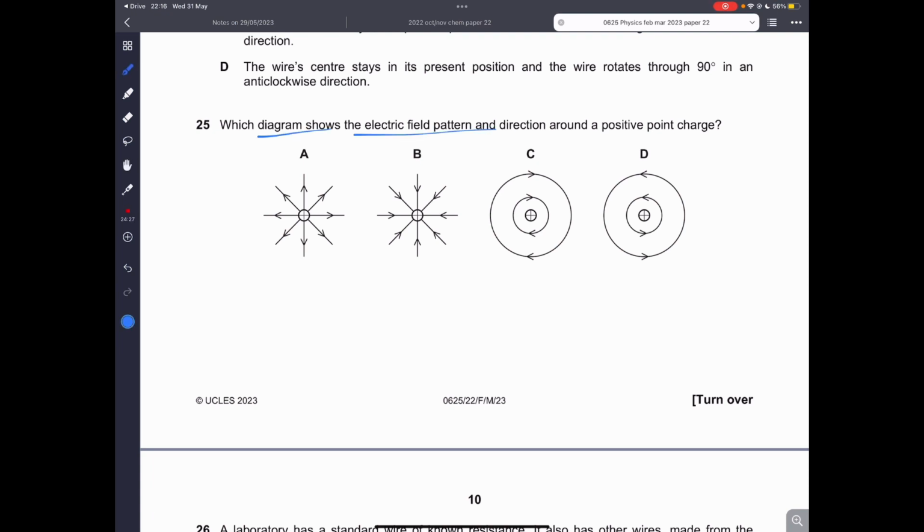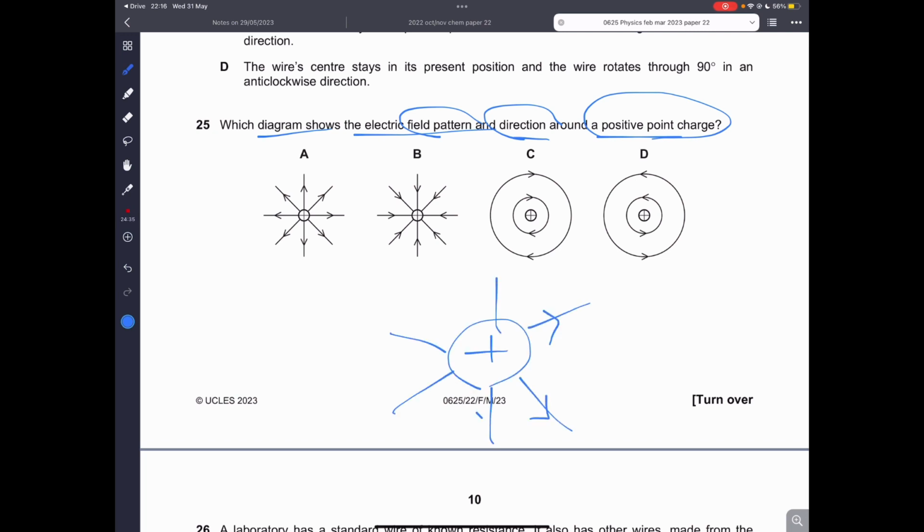25. Which diagram shows the electric field pattern and direction around a positive point charge? So positive, remember, it will always go to the negative. This is a charge, and so A is correct.